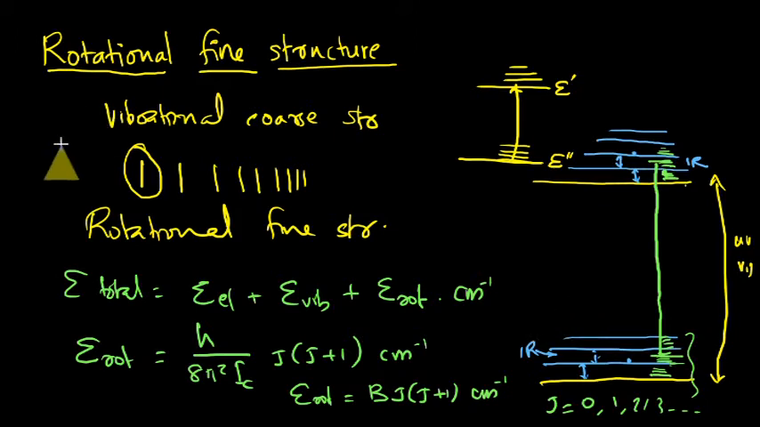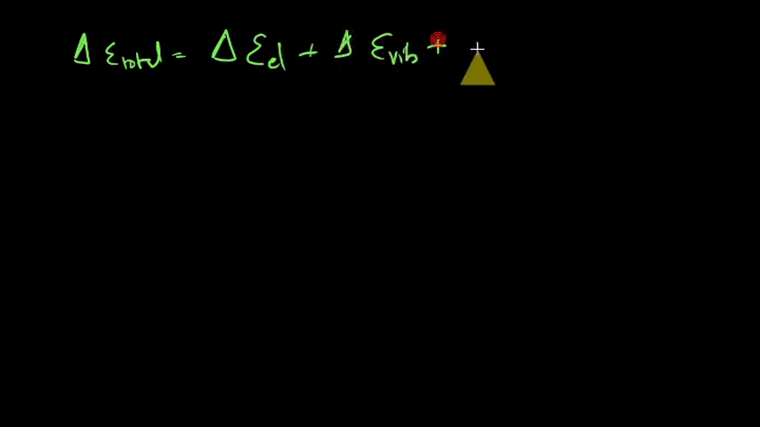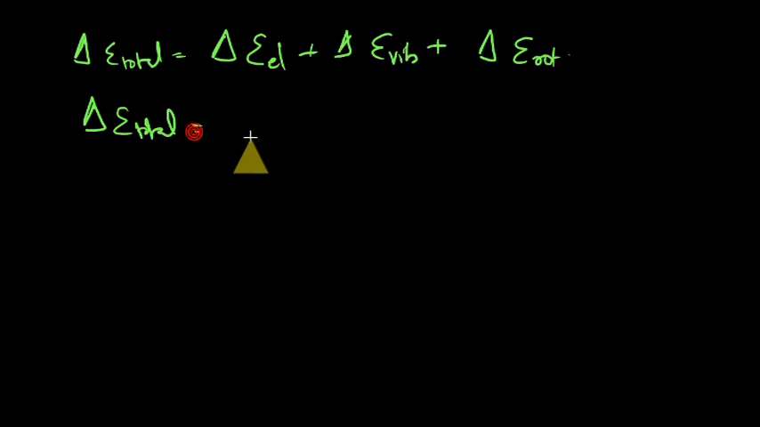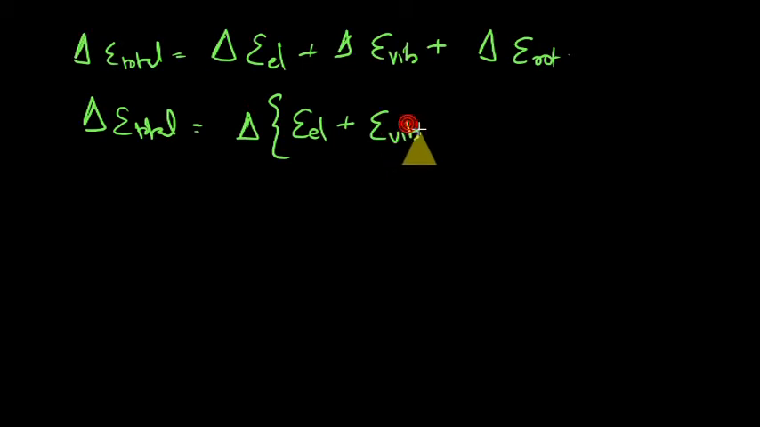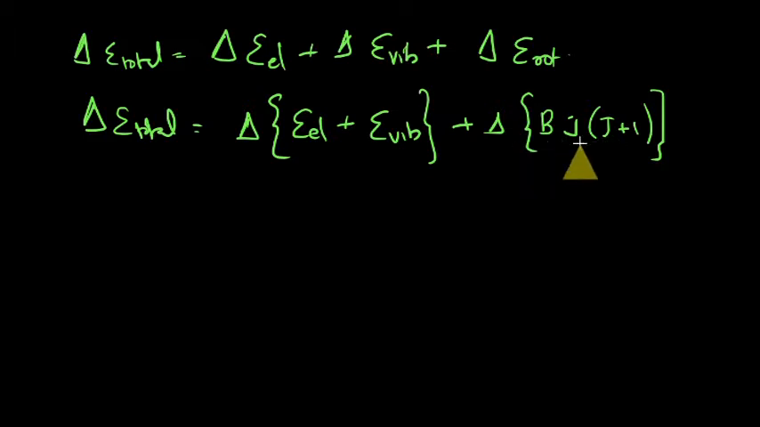And that can be represented as delta E total, which is equal to delta E electronic plus delta E vibrational plus delta E rotational. So here we can write it again like delta E total is equal to delta of E electronic plus E vibrational, plus delta of E rotational, which is delta of BJ into J plus 1. That is the expression for the rotational energy, BJ into J plus 1.